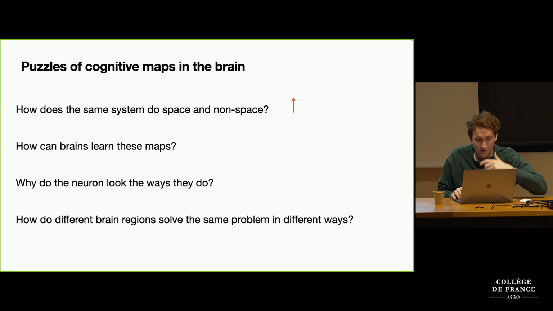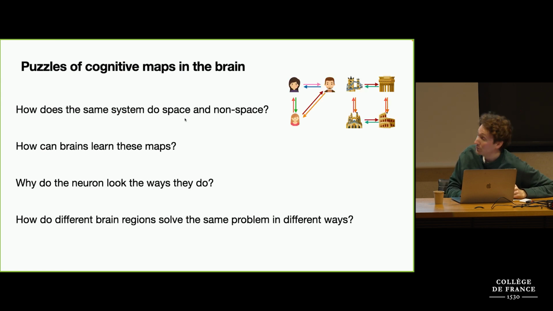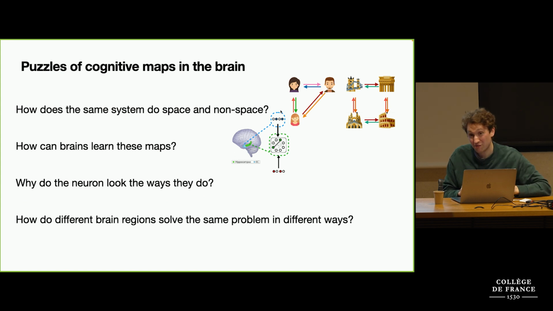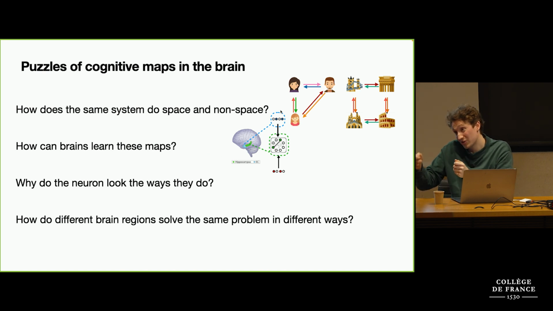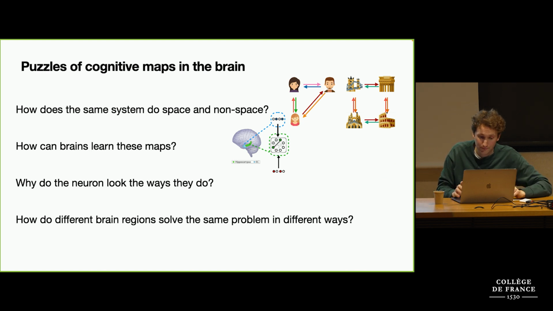Okay, so let's just summarize. How does the same system do space and non-space? Well, we've unified it with this graph-like framework. It's just the idea of relationships in the world. It doesn't matter if they're spatial or family. So how do brains learn these maps? Well, we've shown an example of a model, and really it's this idea of recurrence and this prediction of observations. If you try to predict optimally, you just have to learn a map. You have no other option.